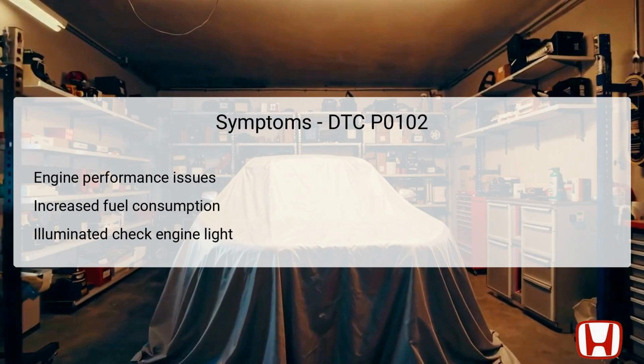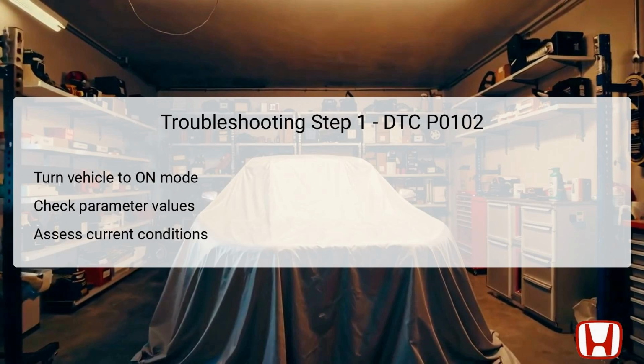Begin troubleshooting DTC P0102 by turning the vehicle's ignition to the on mode and allowing it to stabilize for 2 seconds. Using the Honda Diagnostic System, HDS, check the electrical parameters of the MAF sensor. Ensure that the voltage reading is less than 0.1 volts during this assessment. The current conditions should match this threshold for the system to be considered functioning properly.